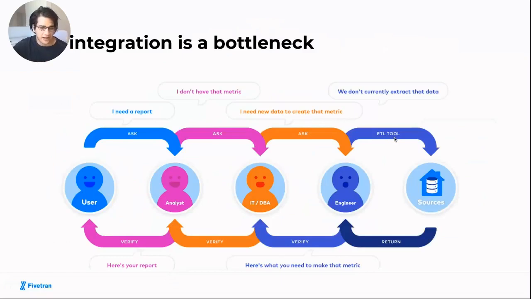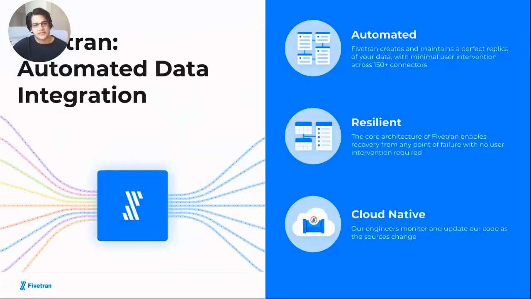But this data integration bottleneck can be resolved by automating data integration, and that's exactly what we're doing at Fivetran. Fivetran is automated, and it creates and maintains a perfect replica of your data with minimal user intervention across over 150 different data sources. It's resilient, and the core architecture of Fivetran enables recovery from any point of failure with no user intervention. It's cloud native as well, so our engineers are monitoring and updating our code as sources change.